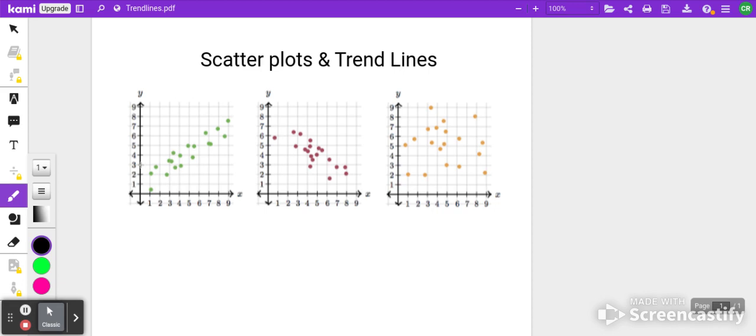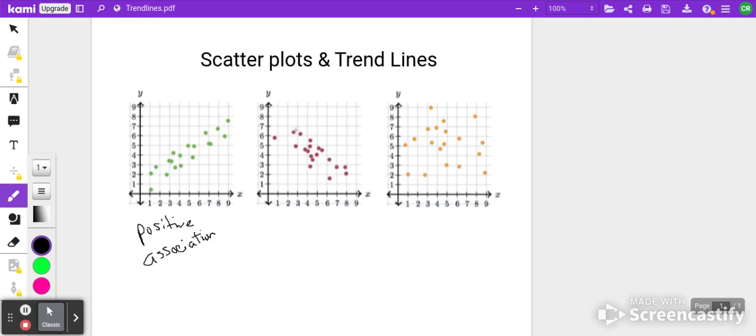If we look at the first graph, we would say that that is a linear scatter plot. It's got a positive association because the points are going up from left to right. I would go and write that. That's a positive correlation or association, however you want to think about that.